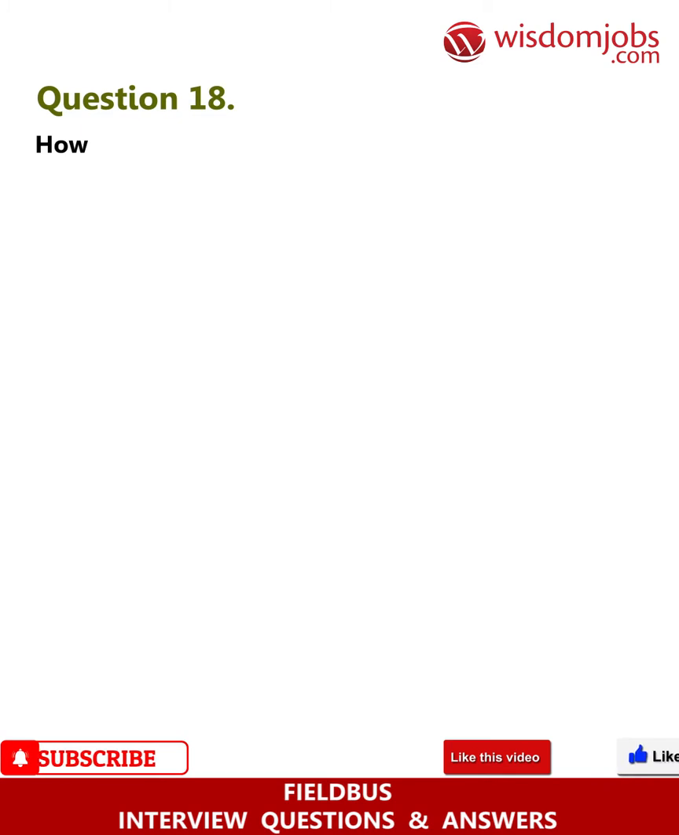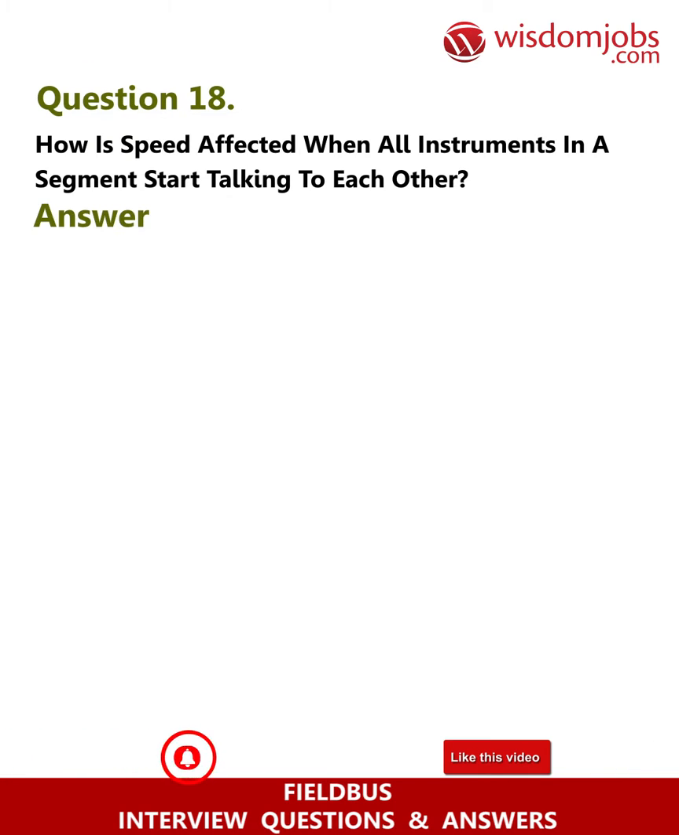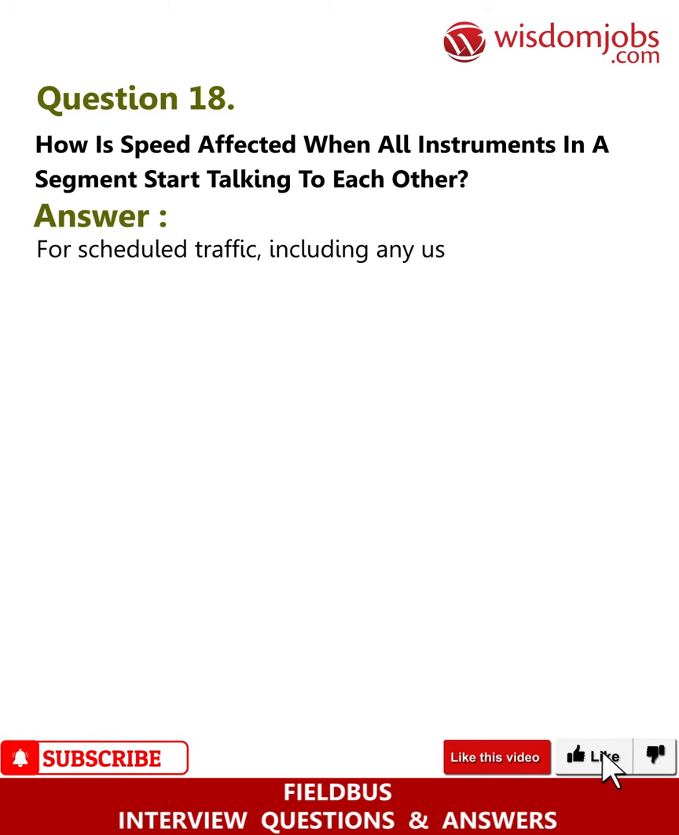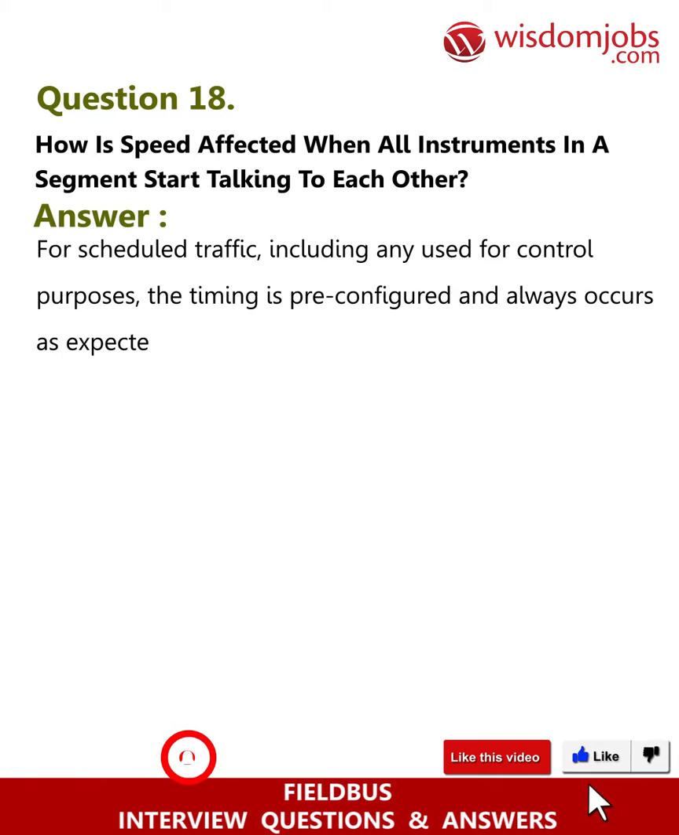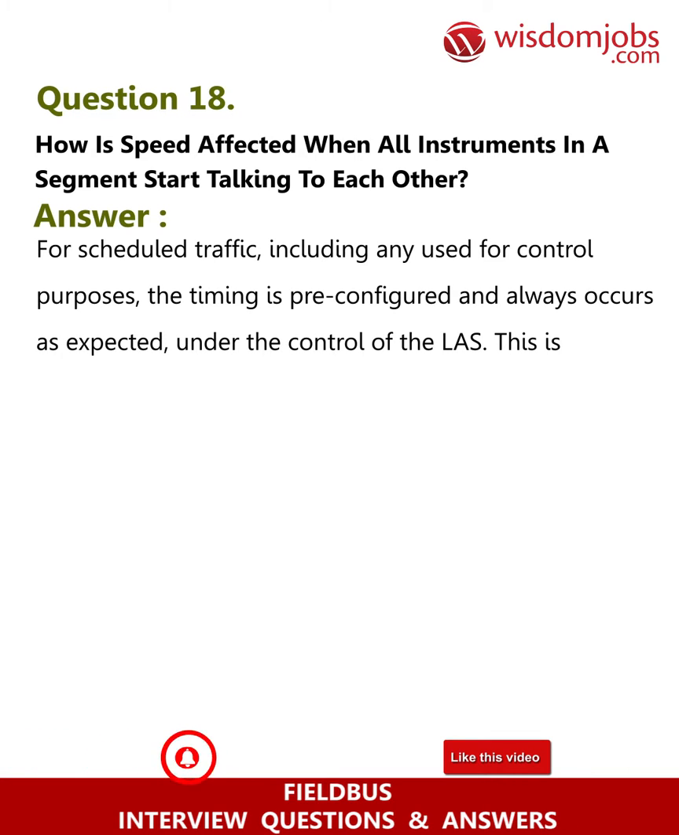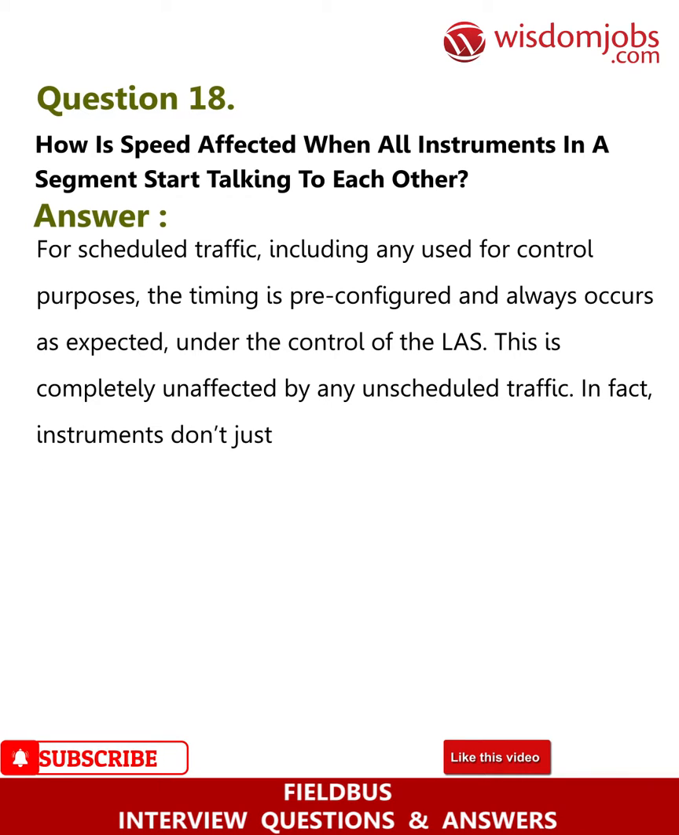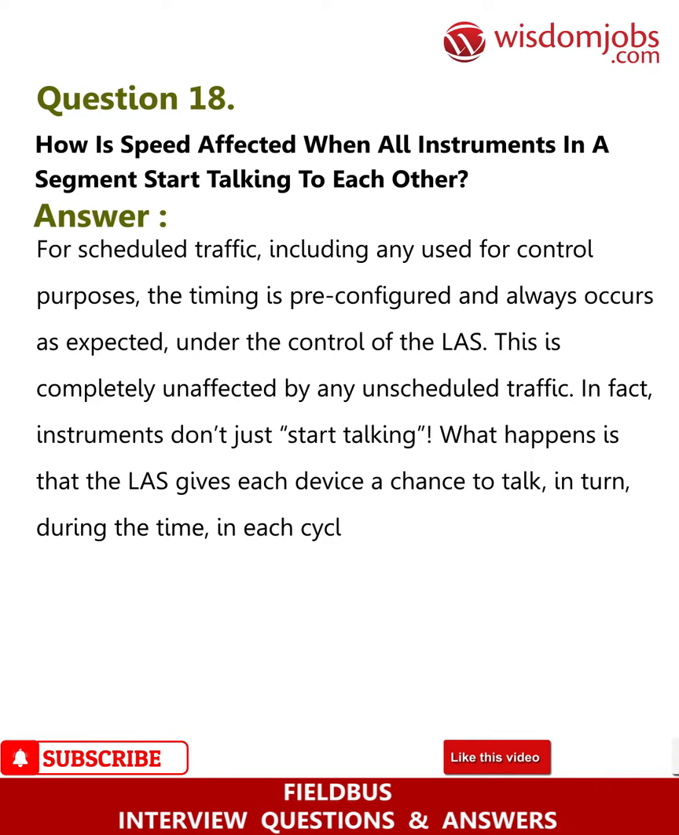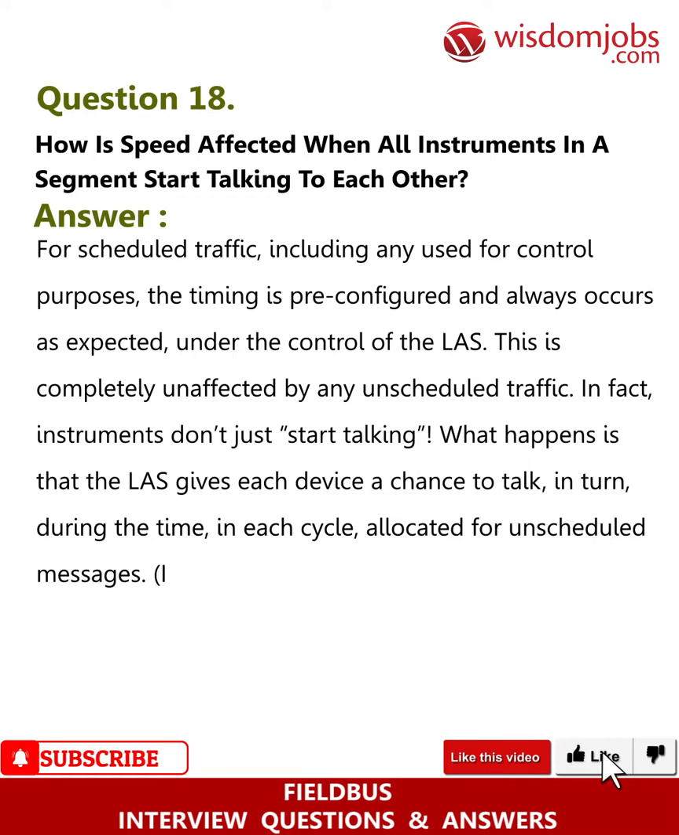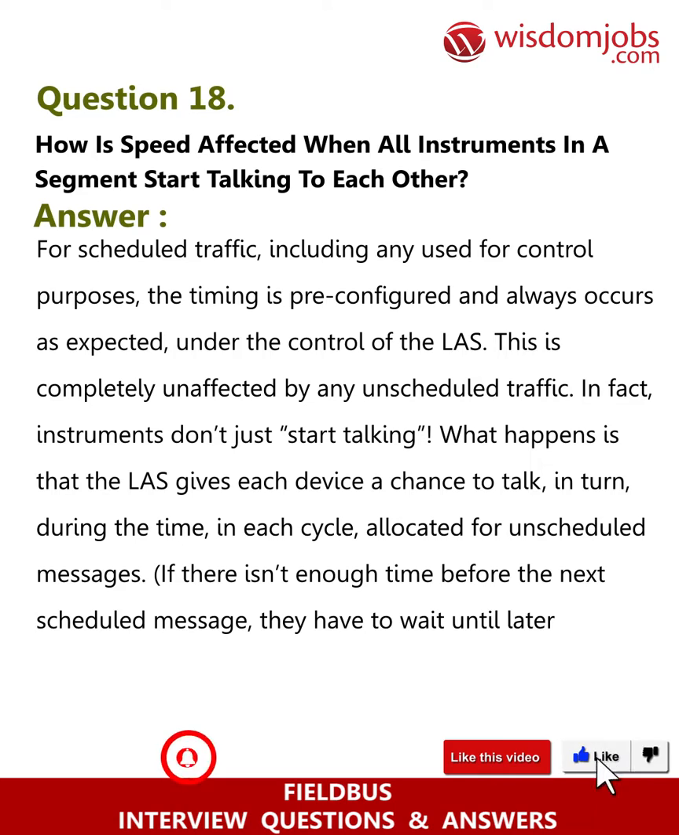Question 18. How is speed affected when all instruments in a segment start talking to each other? Answer. For scheduled traffic, including any used for control purposes, the timing is pre-configured and always occurs as expected, under the control of the LAS. This is completely unaffected by any unscheduled traffic. In fact, instruments don't just start talking. What happens is that the LAS gives each device a chance to talk in turn during the time in each cycle allocated for unscheduled messages. If there isn't enough time before the next scheduled message, they have to wait until later.